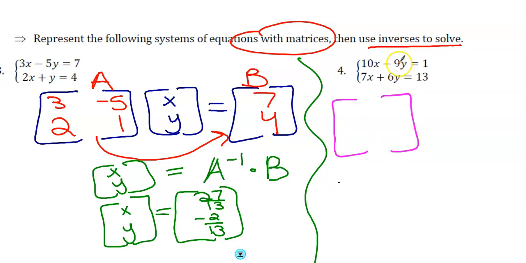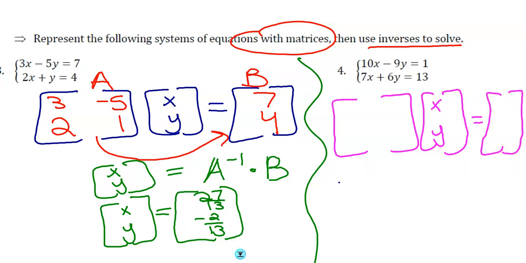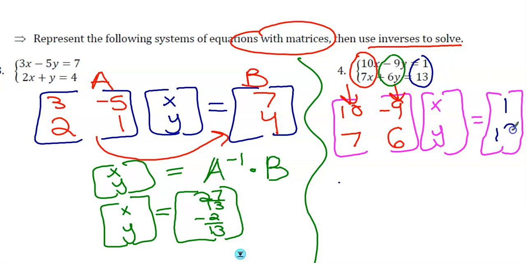So what's my first equation? I like to set it up so that I know what I'm working with. Okay, so my coefficients are 10, -9, 7, and 6. I want to make sure my x's are in the same column and my y's are in the same column, so be careful on that one. And then my constants, so what it equals, are in a row like this.